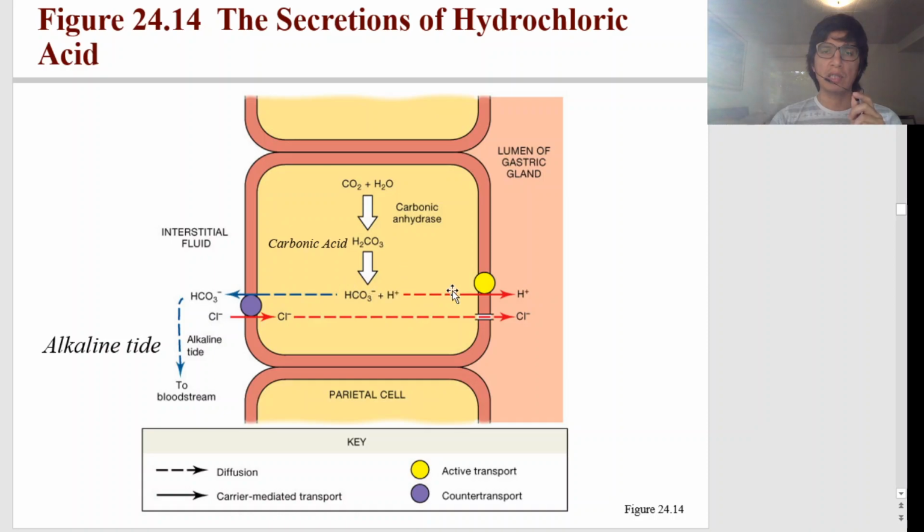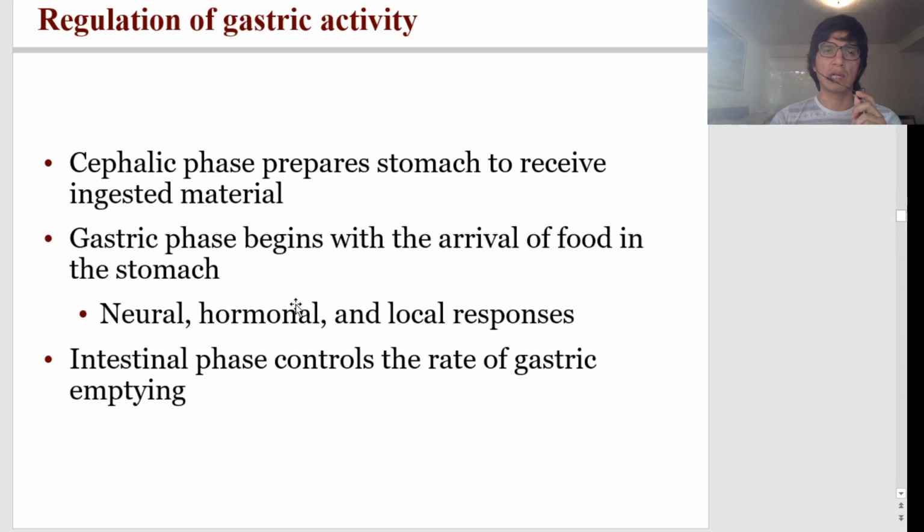bicarbonate. The hydrogen gets transported to the lumen of the stomach, while simultaneously we have a process where the bicarbonate, through an antiporter, moves chlorine from the extracellular environment into these parietal cells and then eventually into the lumen of the stomach. So now you have H and Cl, which have high affinity towards each other, forming this highly acidic hydrochloric acid.